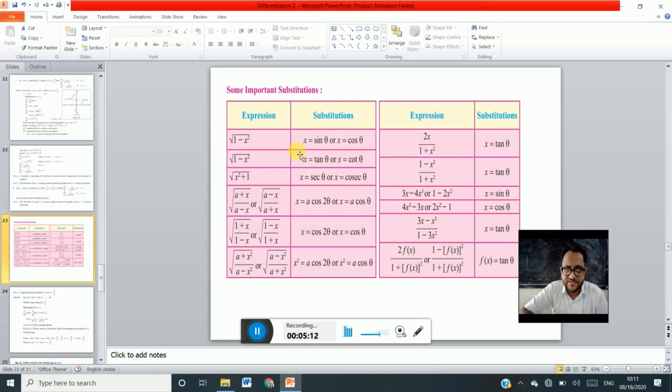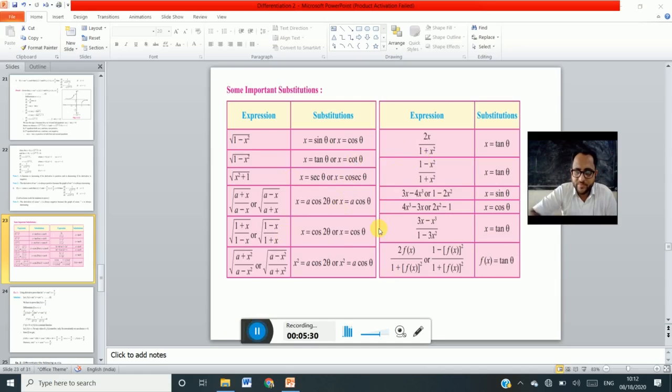And again, this is an expression, these are the same ones. Right. Then if there is x square plus 1 under the root, the substitution is this. So in this way we have to remember all these expressions and their standard substitutions, right.